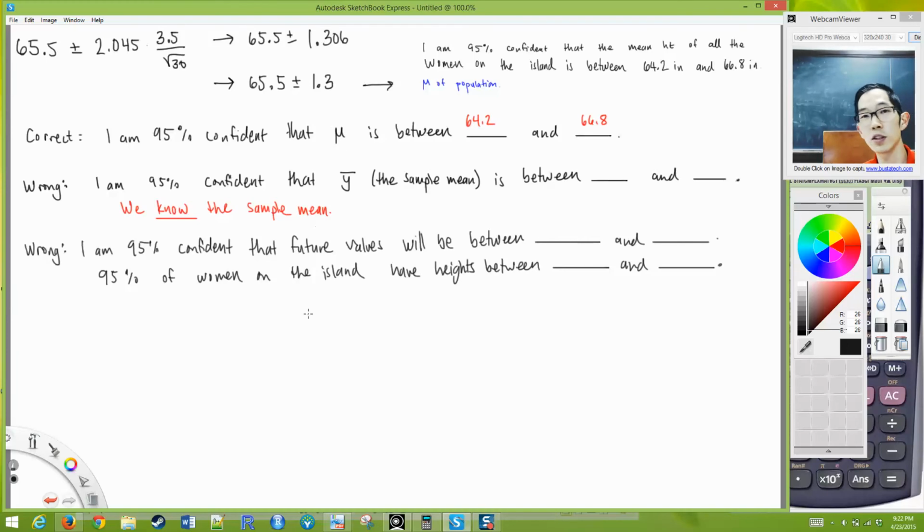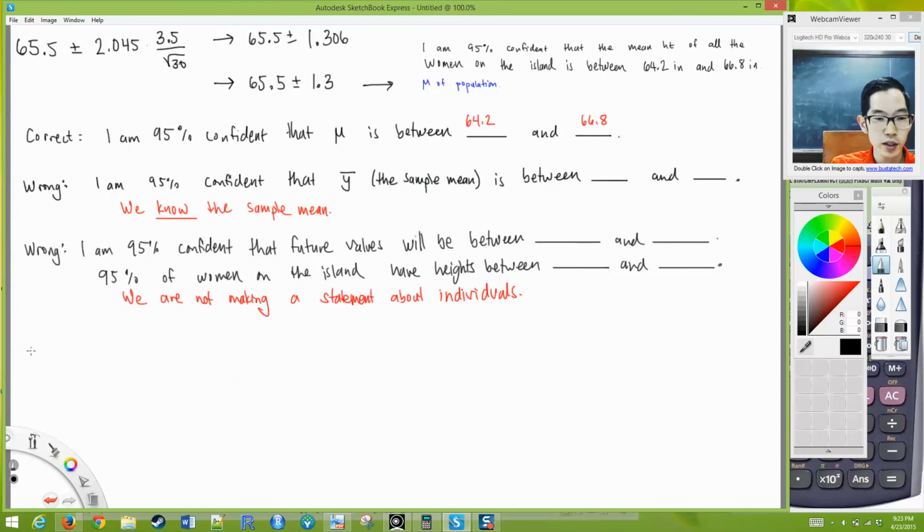It's not about individuals. Individuals can have a wide spread. There could be women who are 6 feet tall and things like that. But the mean of the population is the only thing we're making a statement about. We are not making a statement about individuals. We make statements about mu.